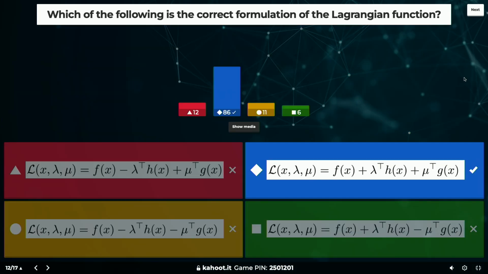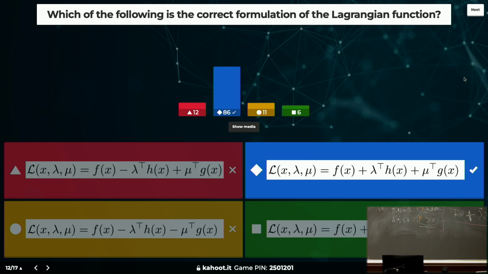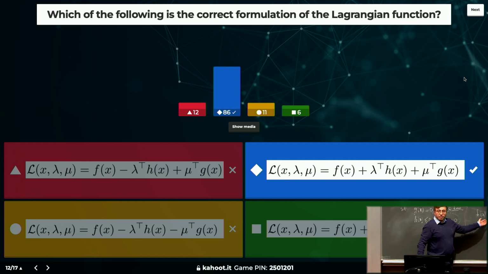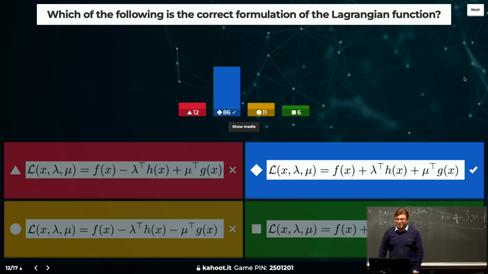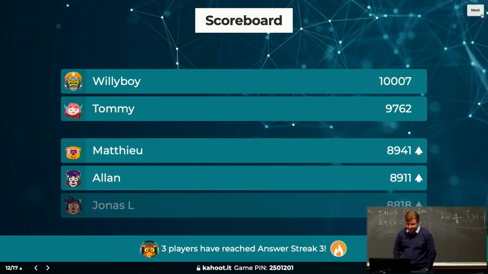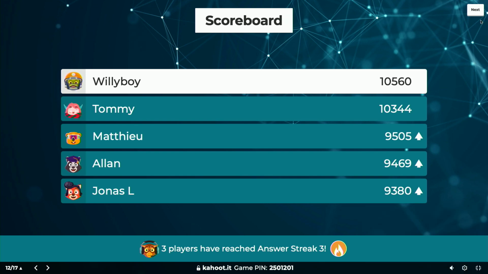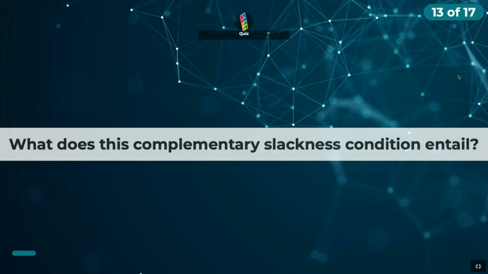Yes, the blue one is correct. The signs are positive. The optimization problem was in the standard form, so plus, plus. Ah, the answer was here, actually, on the blackboard. Willy Boy. And Tommy is second, close to Willy Boy. Quiz 13.